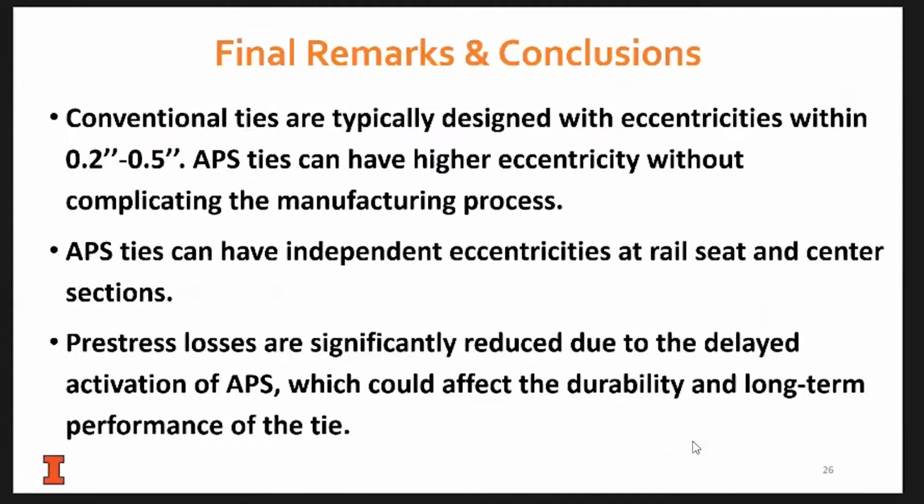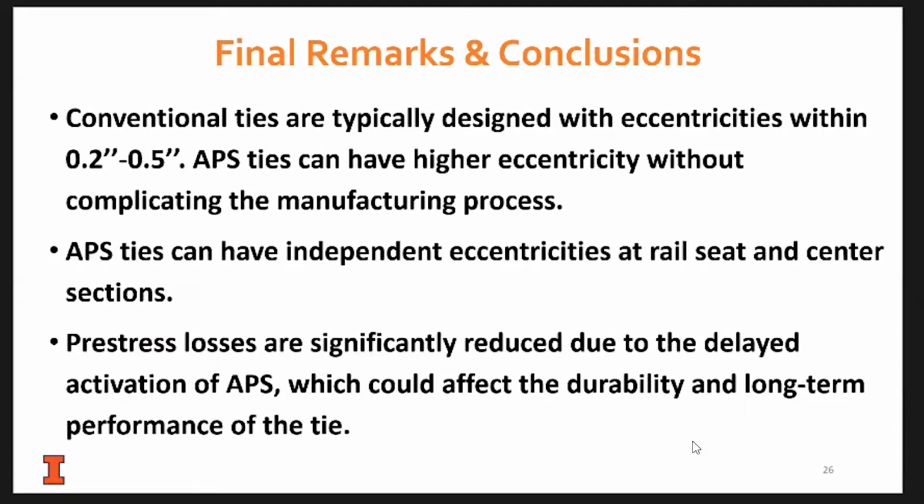So this work is still in development, but I would like to conclude and say that it's well known that with the post-tensioning or pre-tensioning that we use right now, we have very little room for eccentricity. It does not exceed by much 0.5 inch. Now we see that we can actually use as high as a couple inches of eccentricity with the APS, which helps reduce the amount of steel.